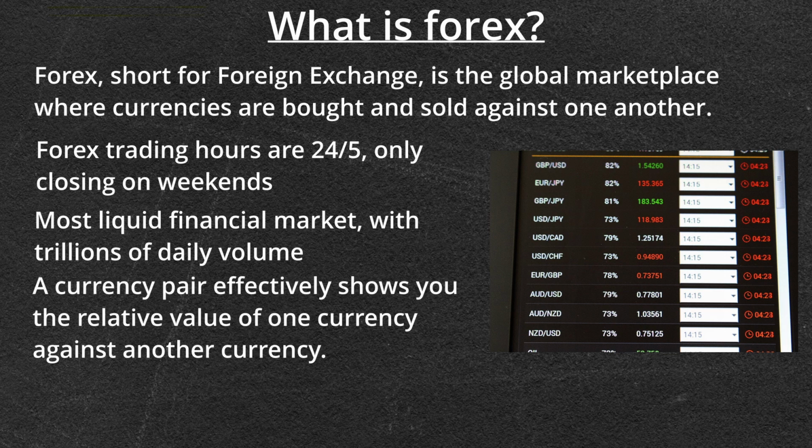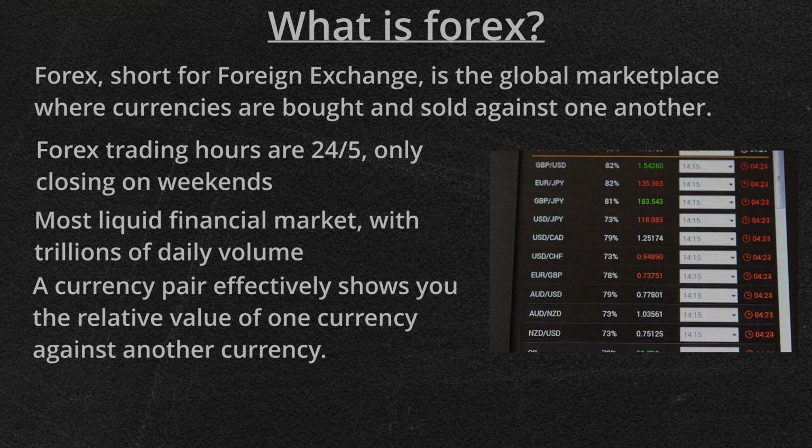The foundation of Forex trading revolves around currency pairs. Each trade involves the exchange of one currency for another, with the pair represented in a 3-letter code and no currency being traded in isolation. A currency pair effectively shows you the relative value of one currency against another currency. When buying or selling a currency pair, you are betting that the first currency in the pair is going to go higher or lower relative to the second currency in the pair. Let's explain this with an example on the chart.